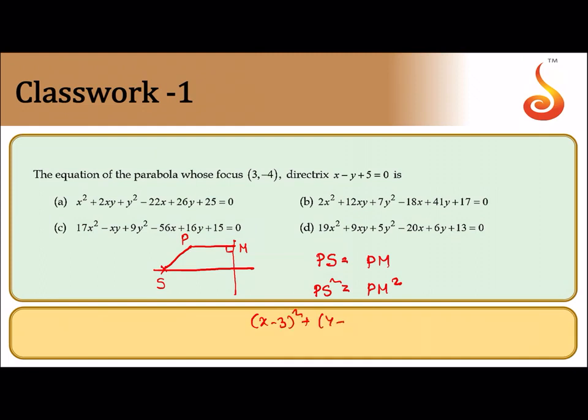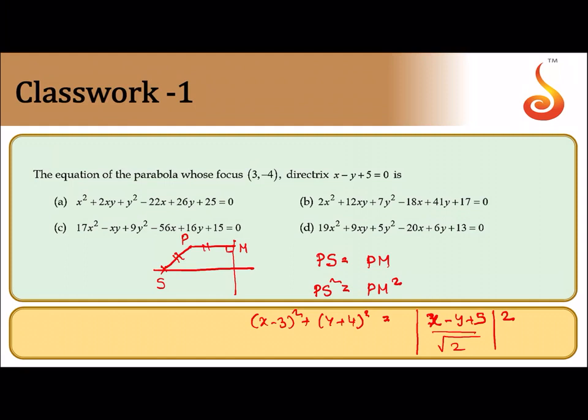So what happens now here? PS square means (x - 3) whole square plus (y + 4) whole square is equal to PM square. This will be dropping a perpendicular from (x, y) onto this line. It means (x - y + 5) by under root 2, whole square. So PS square, this distance, is equal to this distance.